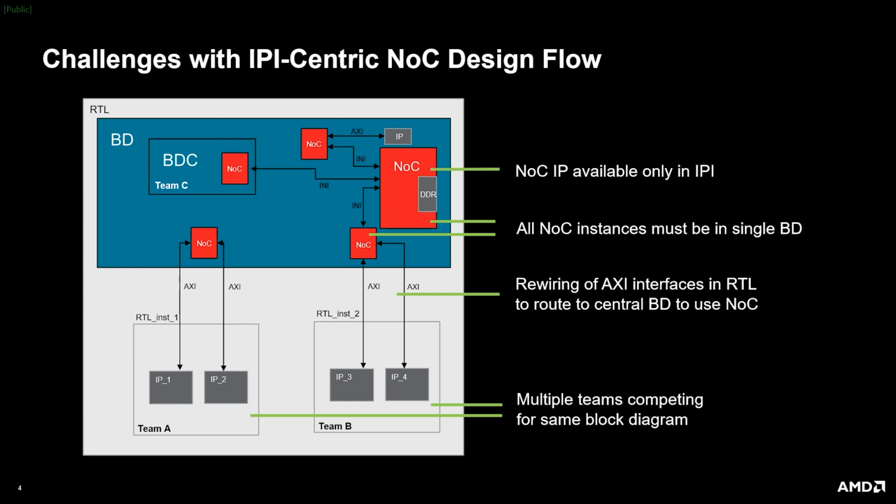Now let's assume a second team, Team B, also wants to use the NoC in their design. They also need to route their AXI buses from IP3 and IP4 to the BD and connect them with the NoC IP. In this case, the BD becomes the bottleneck. Every time there are modifications to the NoC connectivity or attributes, the teams would all need to update the block design. Additional complications arise when you consider DFX use cases.